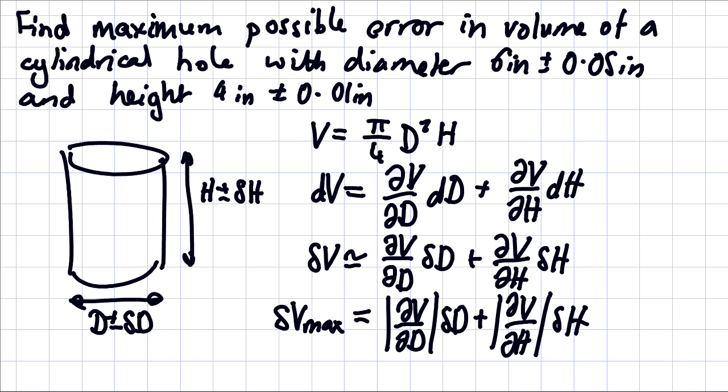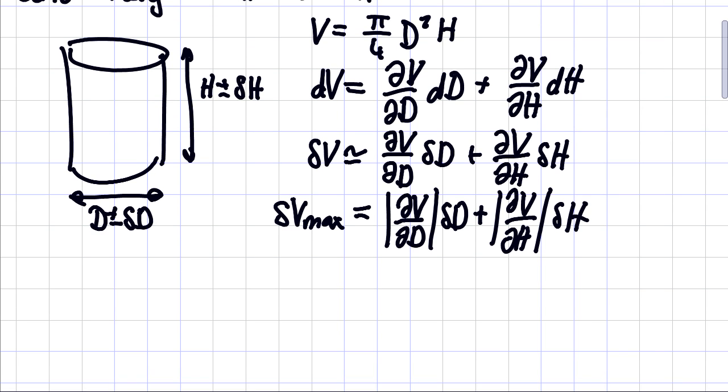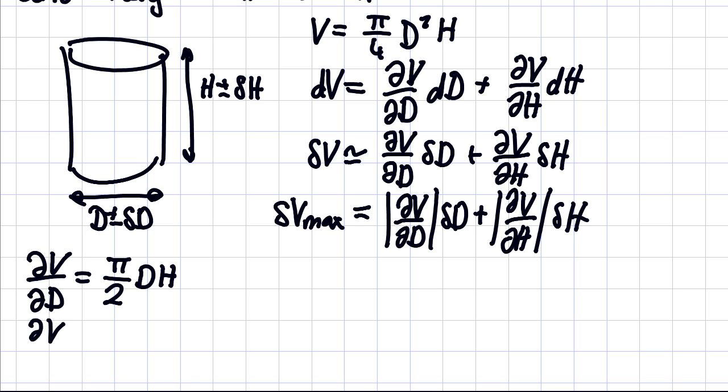So the next thing we do is work out our partial derivatives. So dV/dd, differentiating the d brings down a factor of 2, so we end up with pi over 2 dh, and dV/dh is pi over 4 d squared.